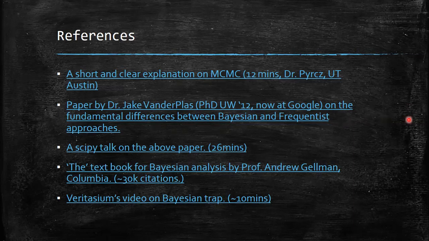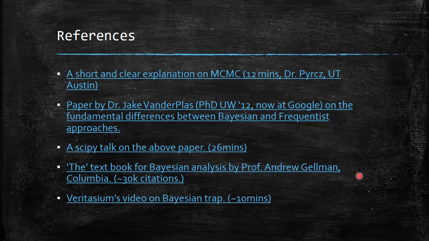The next one is a paper on the fundamental differences between Bayesian and frequentist approaches. This was written by Dr. Jake Vanderplas. He was a PhD student at UW, and he has around 50,000 citations by now. It's a really interesting paper with a lot of philosophical examples on the differences between a Bayesian and frequentist approach. He also gave a talk on the same paper, and it's on YouTube. It's about 26 minutes long, and it was a SciPy talk. So if you don't want to read the papers, you can always watch the talk.